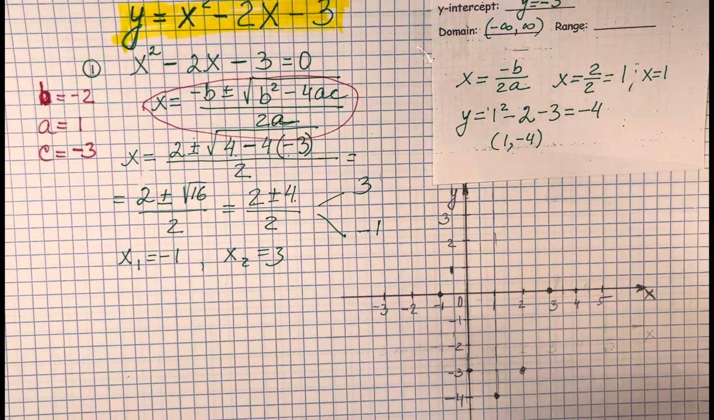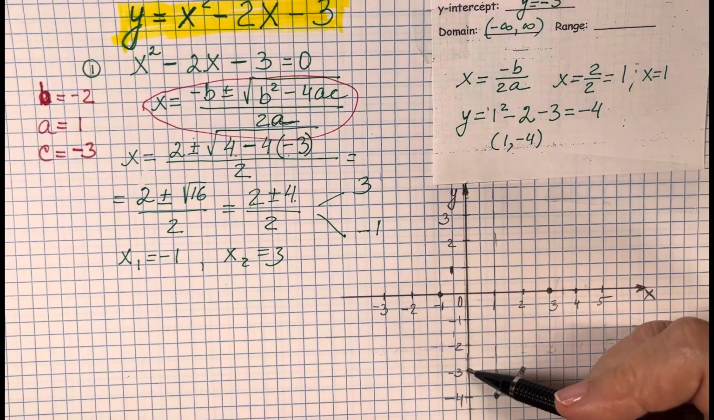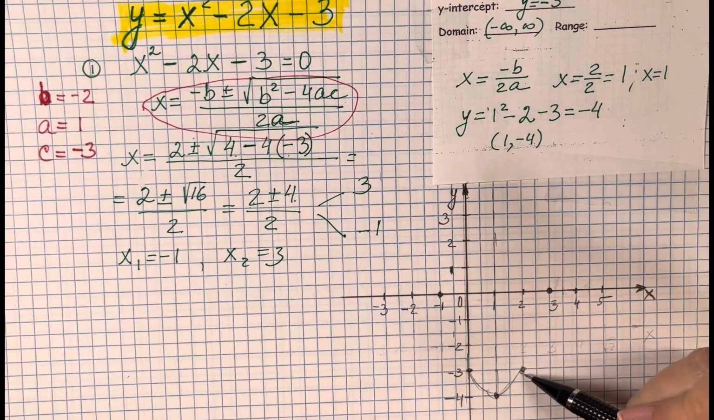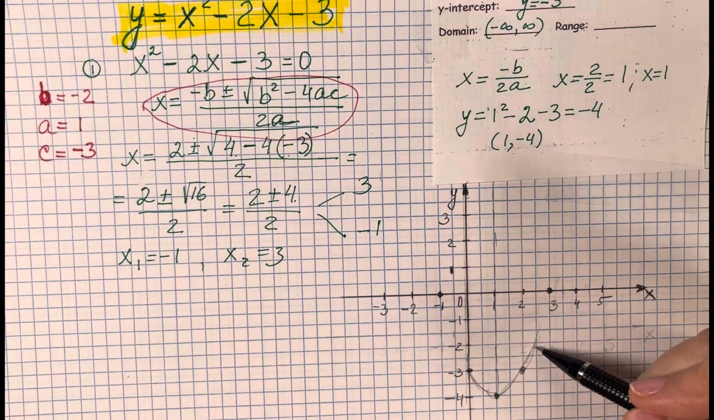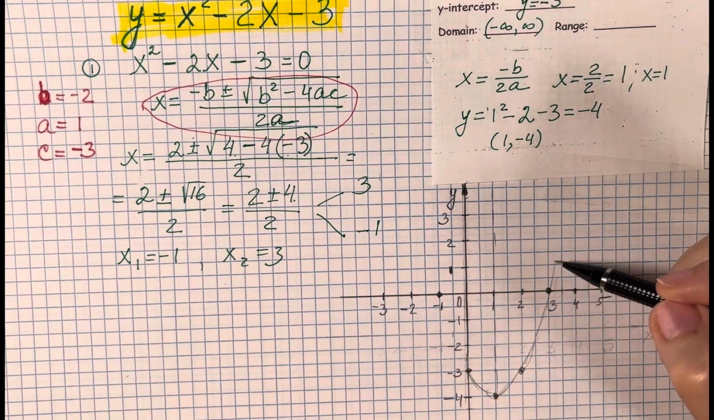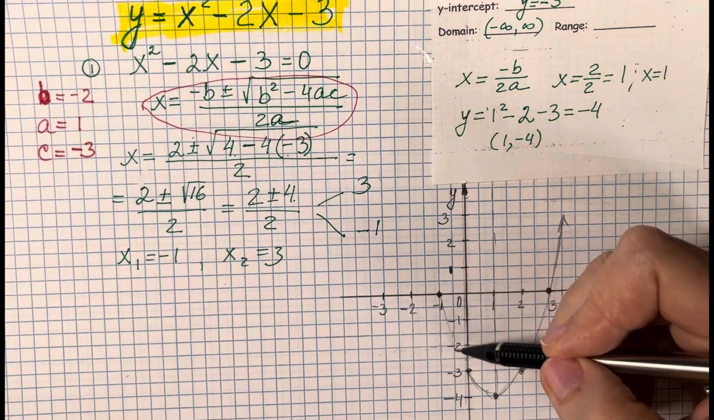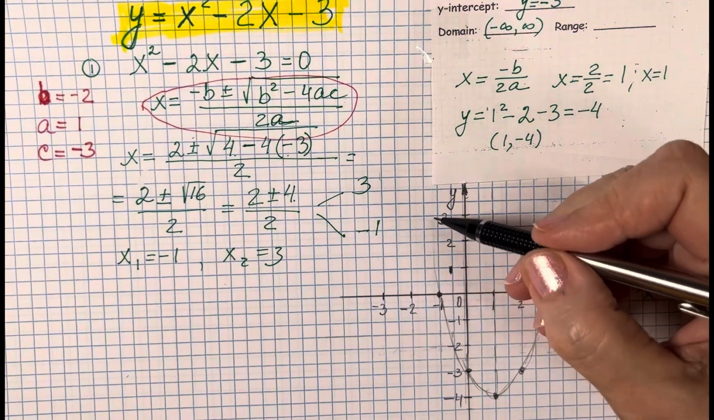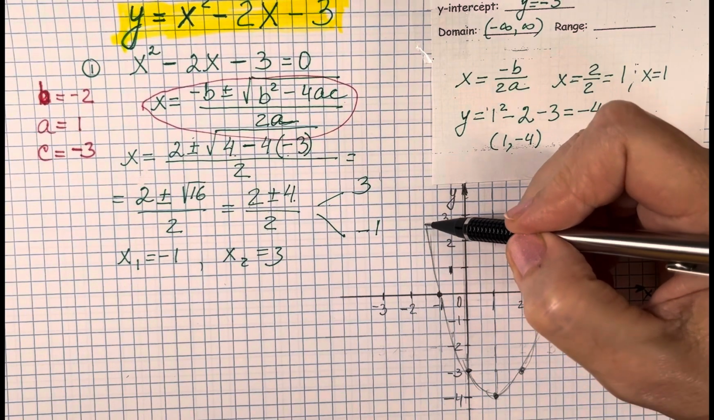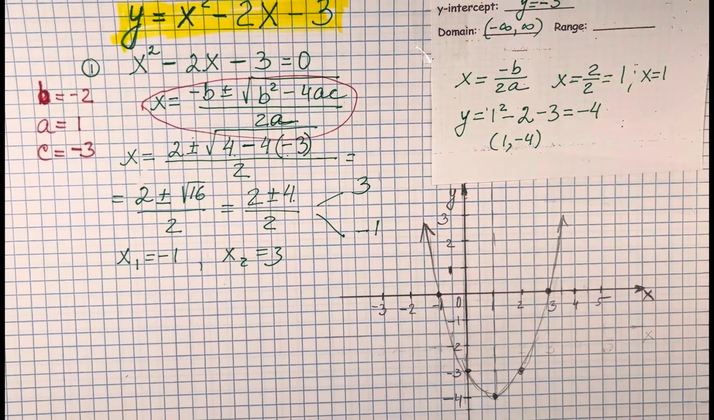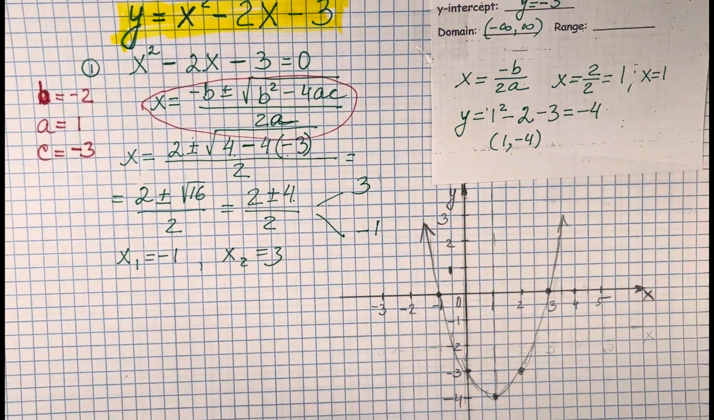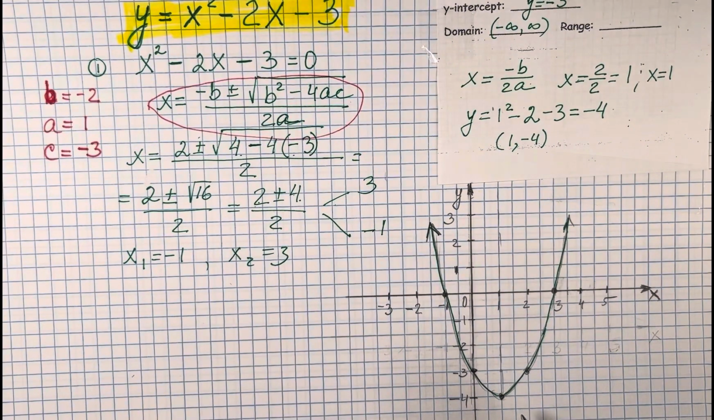And we're pretty much ready to sketch the graph. It goes through the x-axis, goes here, and that is our graph. So this is our parabola. I traced it, drew it in green.